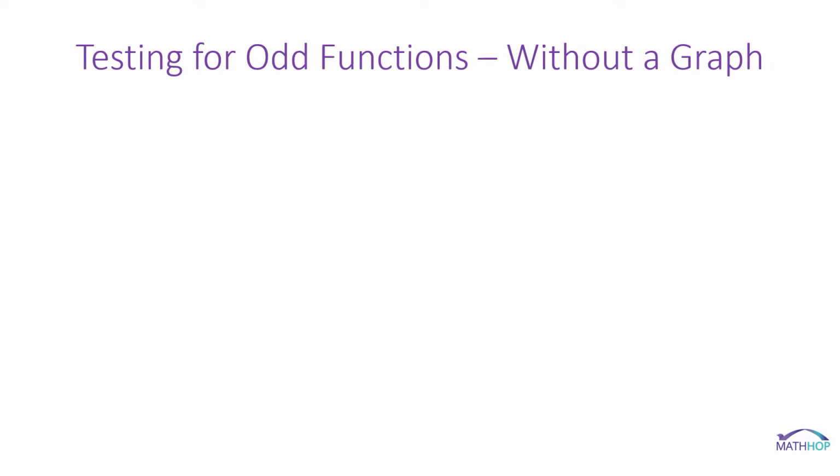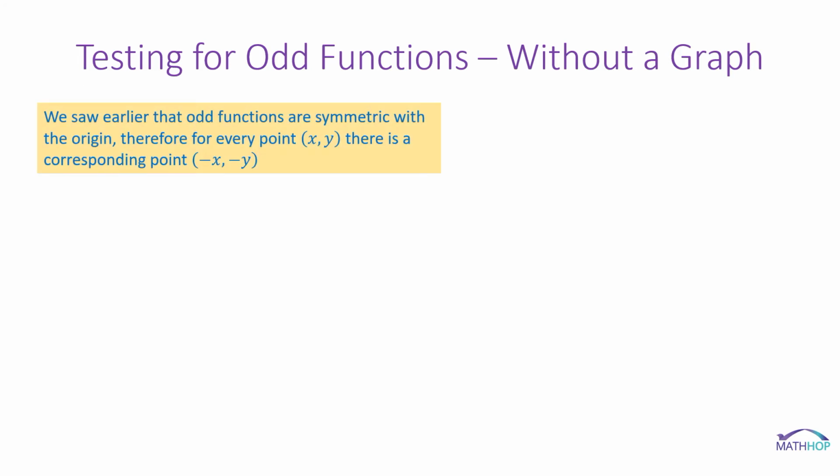Let's do the same thing with odd functions. We saw earlier that odd functions are symmetric about the origin. Therefore, for every point (x, y), there is a corresponding point (negative x, negative y). Remember we said that this means if we put in negative y for y and negative x for x, we would get the same equation. So if we negate the entire equation, it will be the same as if we just negated the x values. Let's look at that.